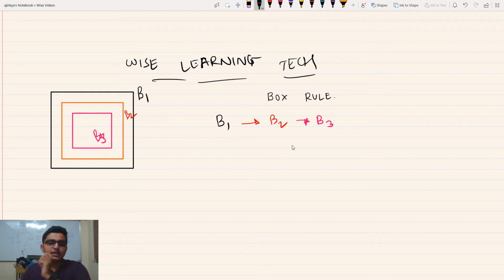So let's take an example. y equals sine of x square plus 9x. Or let's make it more complicated: sine square of x square plus 9x. This is the function.